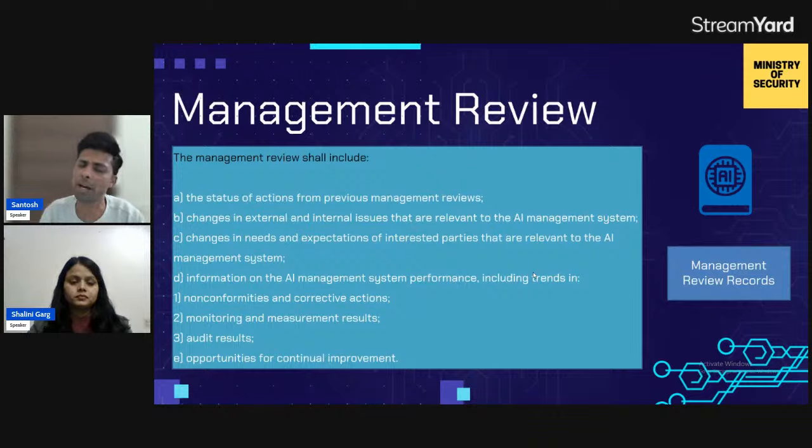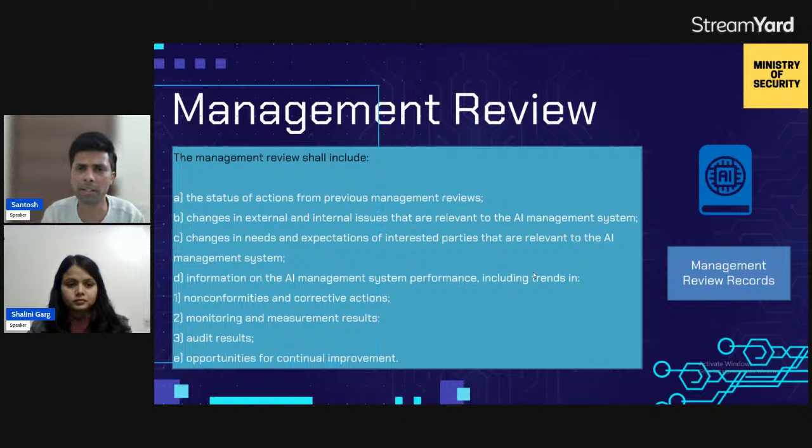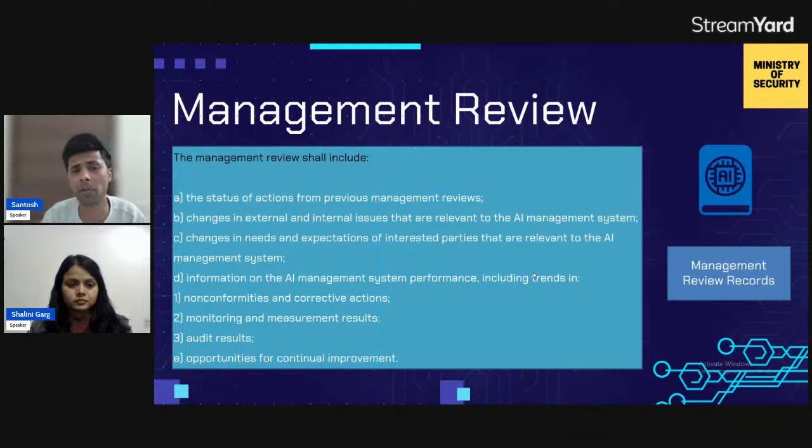The last is management review. Again, pretty much similar to your ISO 27001. So the auditor would be interested to see how often management is reviewing the entire artificial intelligence management system. You would expect all the A, B, C, D, E to be there in your presentation. What is the status and action from the previous management review? What are the changes or new additions to your external and internal issues? What are the changes in needs and expectations of the interested parties? How do you intend to monitor the results? What are the key metrics? What were the outcomes of your audits? And what are the opportunities for continual improvement? So the auditor would expect to see the management review records on a periodic basis. Ideally, it should be quarterly.